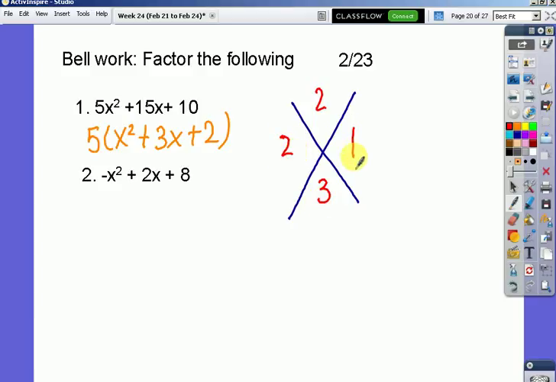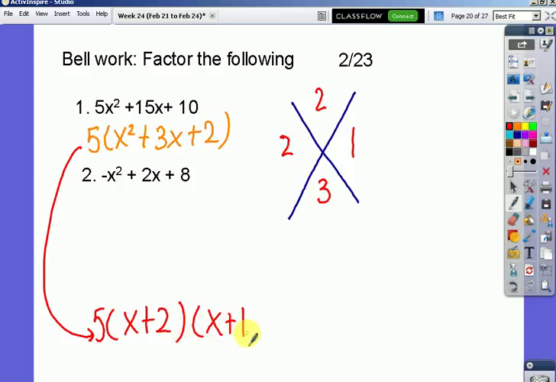So this factored out form is 5 on the outside times x plus 2 times x plus 1. Those quantities. Is that what you got?